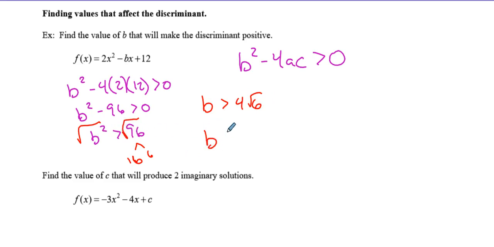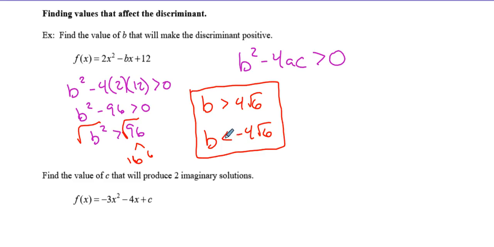So again, with inequalities, you have to flip the sign when you make it negative. So values of b that will make the discriminant positive is when b is greater than 4 root 6, or when b is less than negative 4 root 6. So those are all the values that will make this discriminant positive, thus giving me two real solutions.